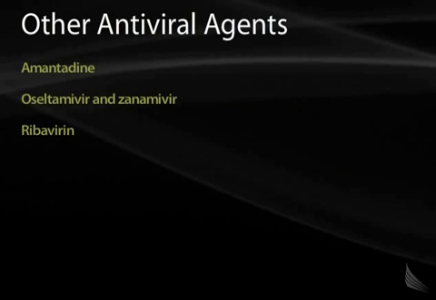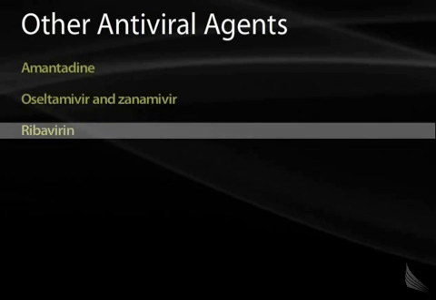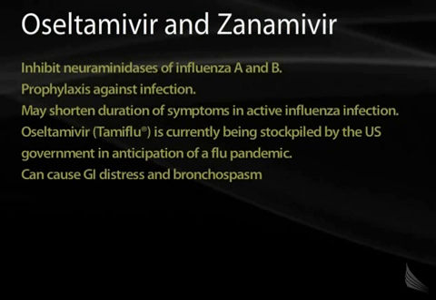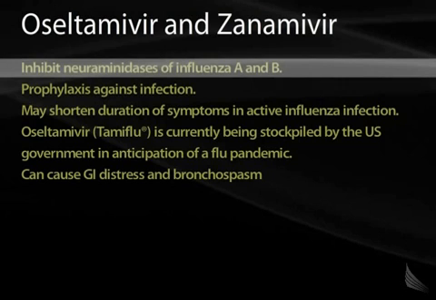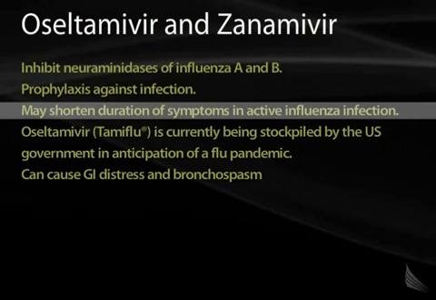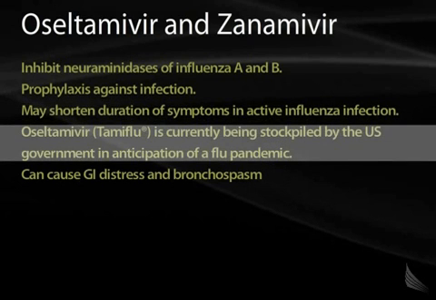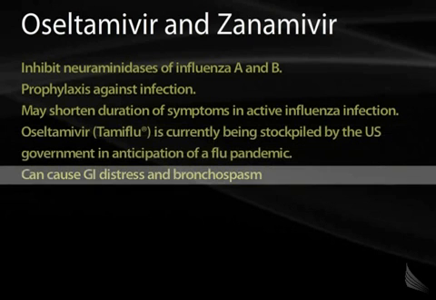Let's talk about some other antiviral agents, including amantadine, oseltamivir, and ribavirin. Oseltamivir and zanamivir are neuraminidase inhibitors and work on influenza A and influenza B. These medications are very effective and they can prophylax against infection. They also may shorten the duration of symptoms in active influenza infection. Oseltamivir, also known as Tamiflu, is also currently being stockpiled by the U.S. government in anticipation of a flu pandemic across the world. These are known to cause GI distress and can also cause bronchospasm.